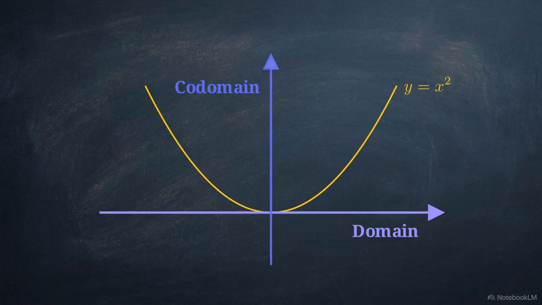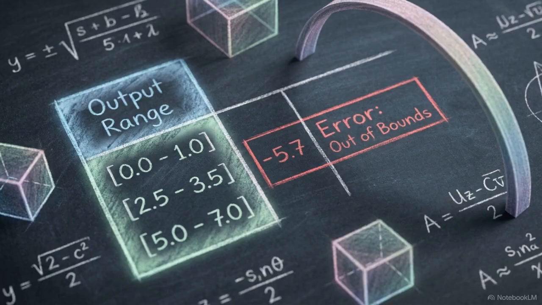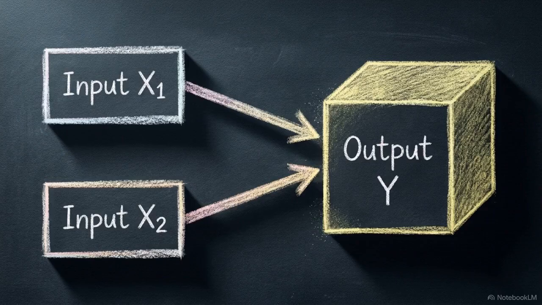The x-axis is the domain, and the entire y-axis is the codomain. Because squaring is never negative, it never touches the bottom half. The reached portion is the range. By defining the range, a system can instantly identify and reject impossible outputs before it ever attempts a calculation. This leads to a critical question for data integrity.